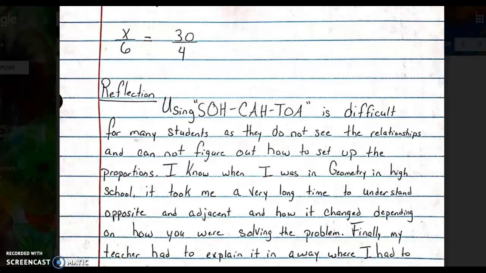So on my reflection, I remember using SOHCAHTOA, and it was difficult for students as they do not see the relationship and cannot figure out how to set up the proportions. This seems to be a recurring factor.